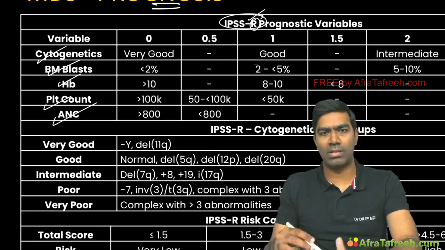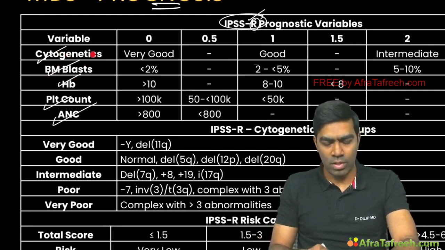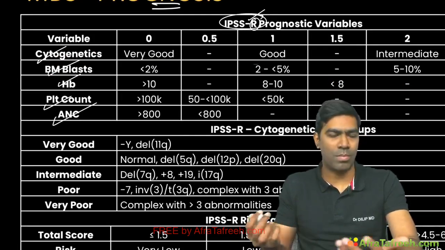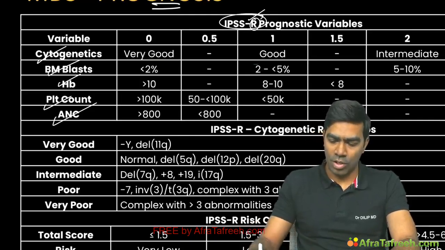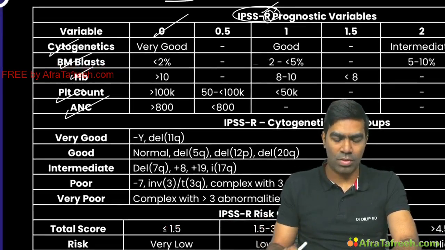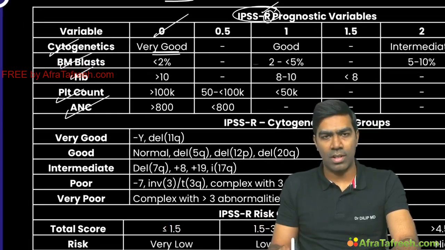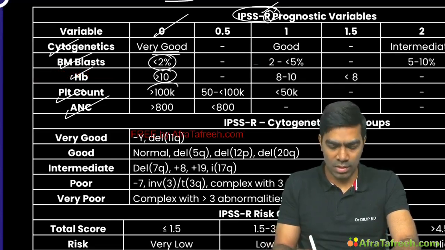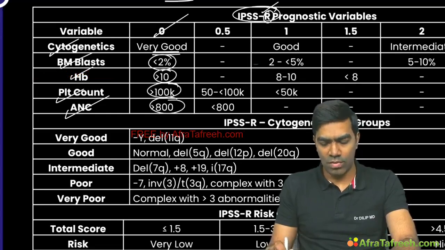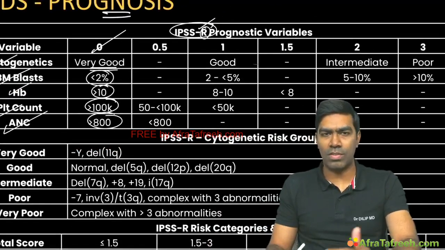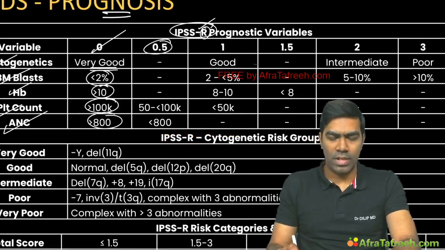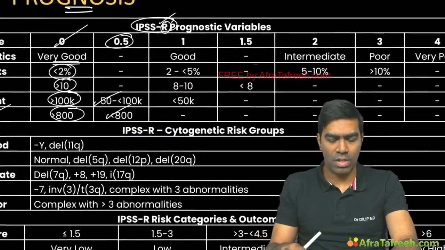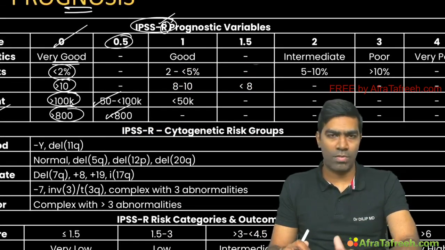If you have more blasts, the risk is always higher. And we are going to look at cytogenetics, whether it's a very good or intermediate or poor or very poor cytogenetic change. So accordingly, you can score. You can give a score of 0 if the patient is having very good cytogenetics, and/or if the patient is having a bone marrow blast of less than 2%, if the hemoglobin is more than 10, if the platelet count is more than 1 lakh, if the neutrophil count is more than 800, I'm going to give a score of 0. When can I give a score of 0.5? If the platelet count is in the range of 50,000 to 1 lakh, and/or if the neutrophil count is less than 800, I'm going to give 0.5 points.